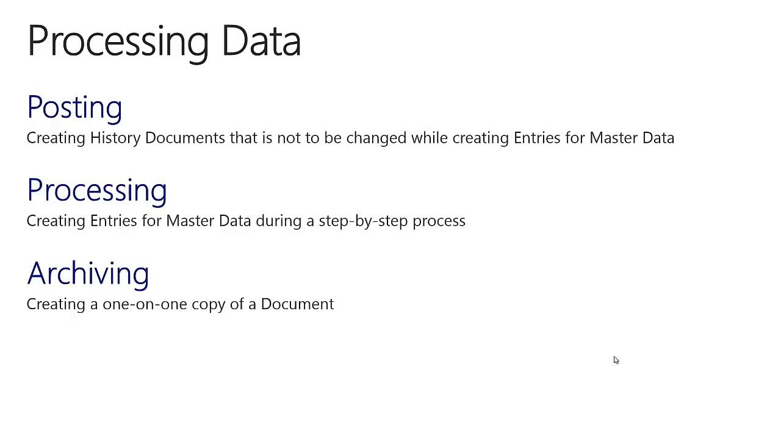In processing, the original data is not removed. During the process, the system might create entries or documents. Examples of processes are production orders and jobs. The last pattern is archiving. This is where a one-to-one copy is generated from the original document in order not to lose data if the original document is deleted. Archiving is very limited in Dynamics NAV and only exists for sales and purchase documents.